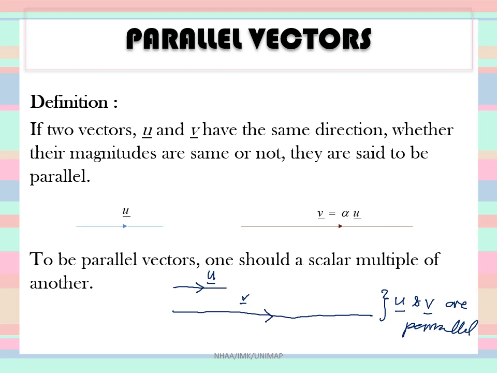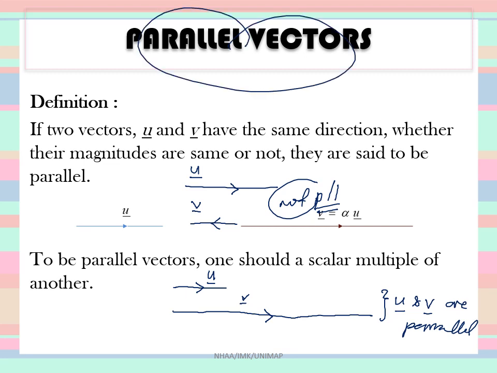If you have vector u in that direction, and vector v in this direction, this is not parallel. They are not parallel because u goes to the right while v goes to the left. So they are not parallel based on the definition of parallel vectors, where they should have the same direction. Just care about the direction.